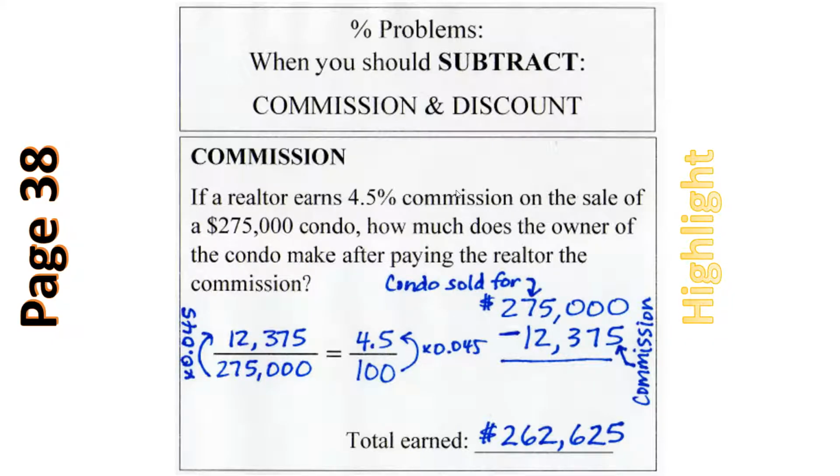Okay, we're on the top right of the inside of the notes for page 38 where it's commission. So a realtor earns a 4.5% commission. How much does the owner of this condo make after paying the realtor the commission? So first we find the realtor's commission. So 4.5% of $275,000 is $12,375. So that's how much the realtor is going to make. Therefore, the condo owner, the one who sold it, has to subtract that amount in order to figure out how much they're left with because they have to pay the realtor.